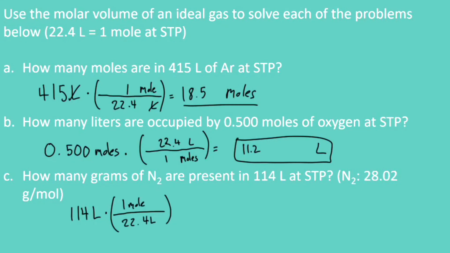Now comes the new step, which isn't really a new step. We've done it over and over again, is we're going to go ahead and go to grams using our molar mass. So we want to have mole on the bottom to get rid of our moles, and we want to have grams up top to go to grams. And we're told that the molar mass of nitrogen is 28.02, so that means 28.02 goes up top and 1 goes on the bottom. So when I take 114, divide by 22.4, and multiply by 28.02, I'll get that this is equal to 143 grams of our nitrogen.